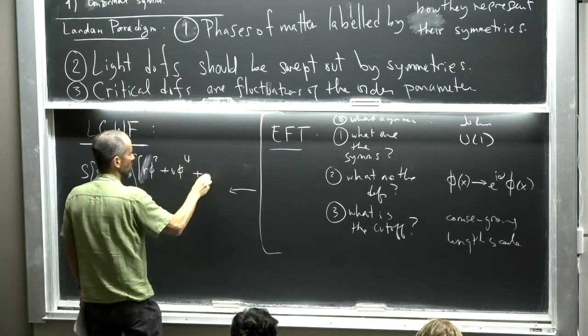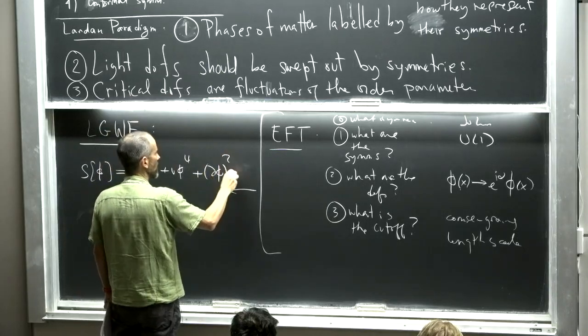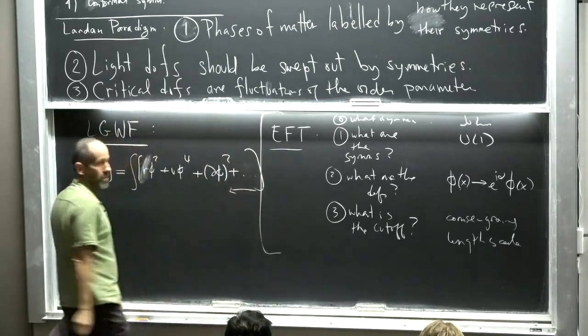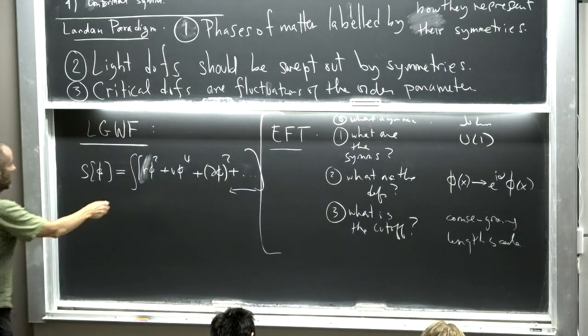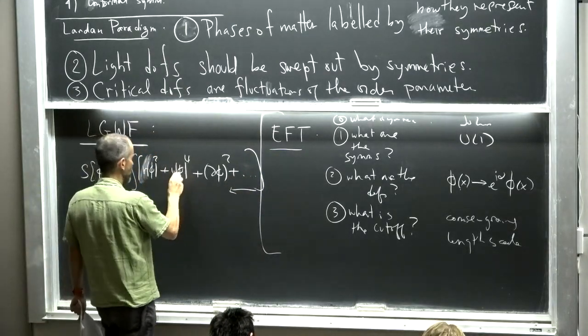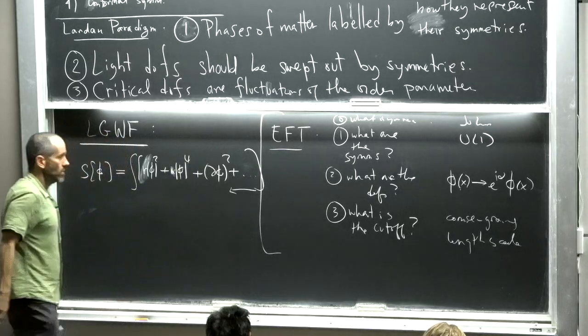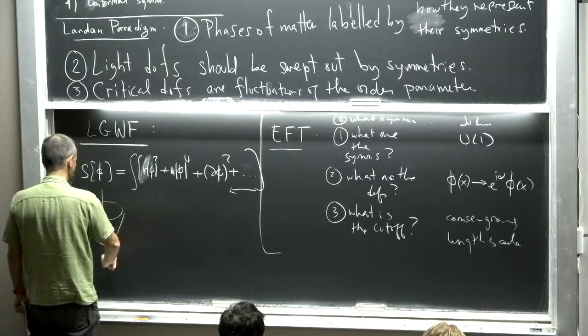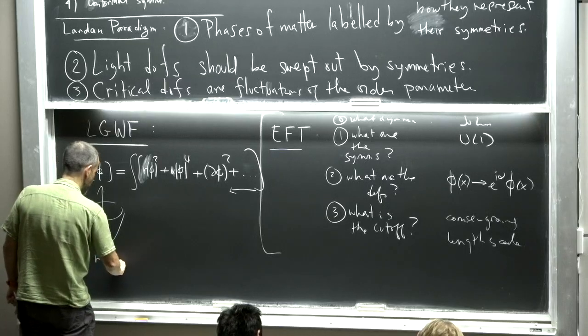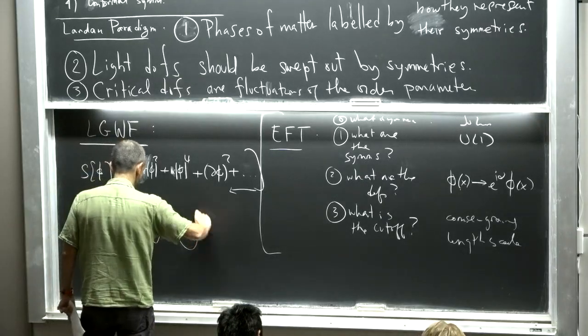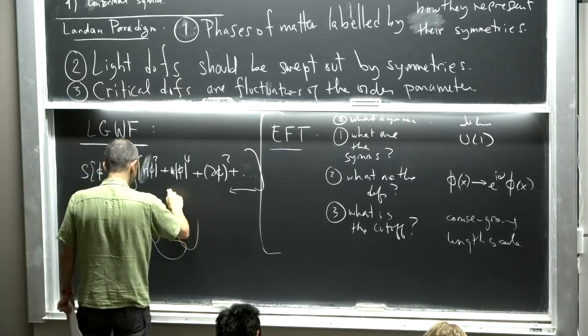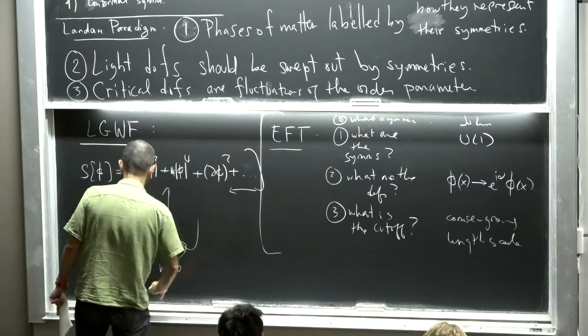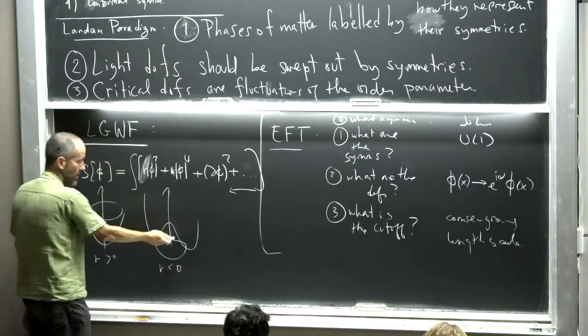And then we can add some derivative terms. And then we can add some dots, some terms that aren't going to matter. Okay, and I guess I should write absolute value since I wrote a U1 symmetry. So just from this input, we learn that the potential either looks like this, if R is positive, or it looks like this, if R is negative. In this case, the symmetry is not broken. In this case, the symmetry is broken.